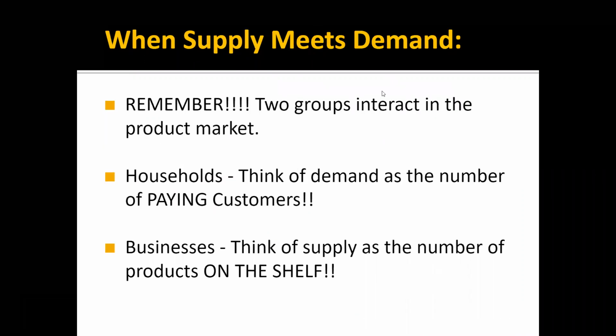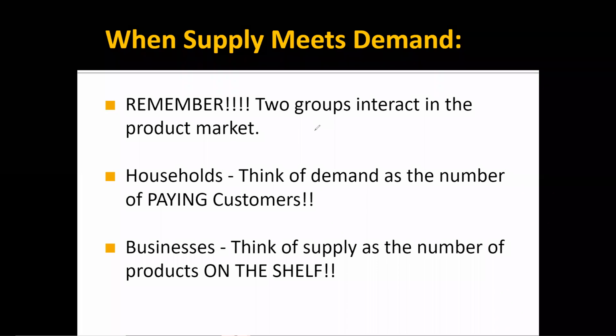Now, just a little review before we put supply and demand together. These two groups interact in the product market. Households and businesses are two separate entities that come together and interact in that product market. And remember, when you hear demand or quantity demanded, you need to think of paying customers. Customers with money in their hand, walking in the store, ready to buy the product, ready to get whatever it is they want or need.